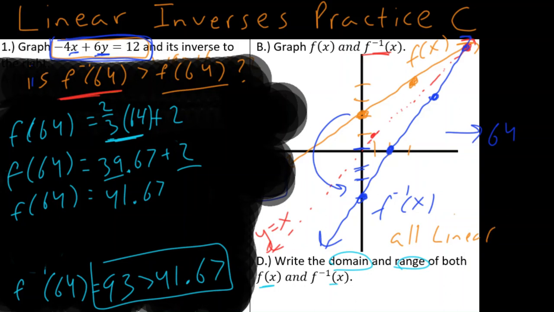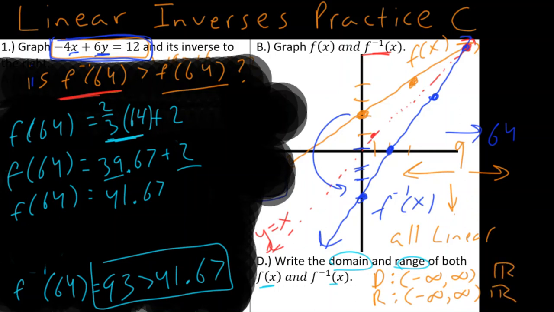We can say this because either of these lines go forever to the left, and they go forever to the right, so we can say that their domain, which I'll abbreviate with a D, is from negative infinity to positive infinity. And we can say that their range, because they go forever down and forever up, will also be from negative infinity to positive infinity. Or you could abbreviate by saying all reals.